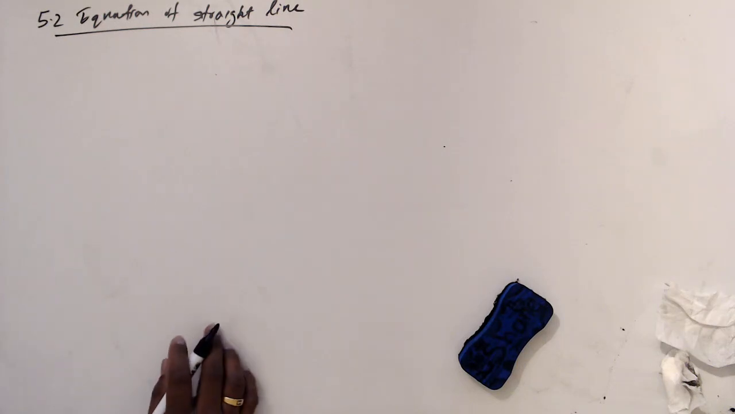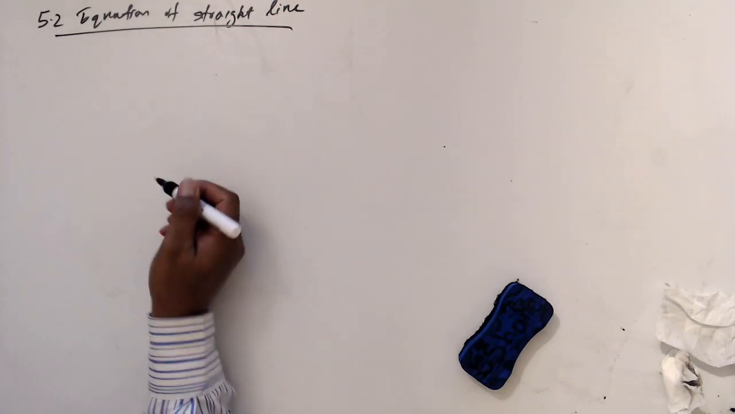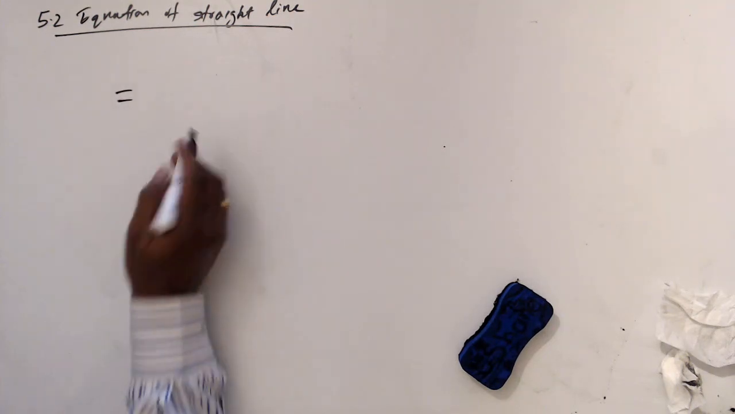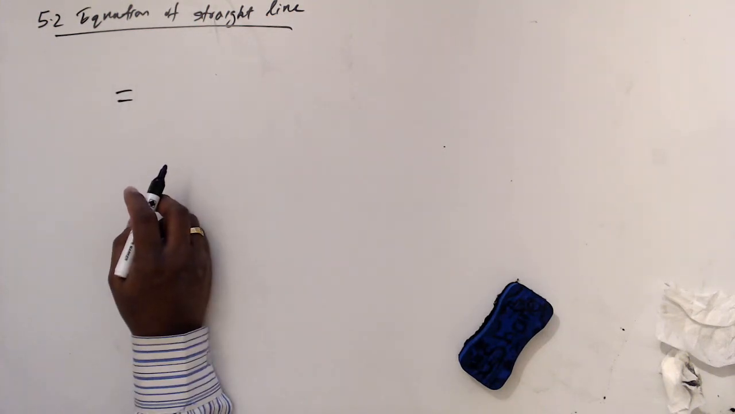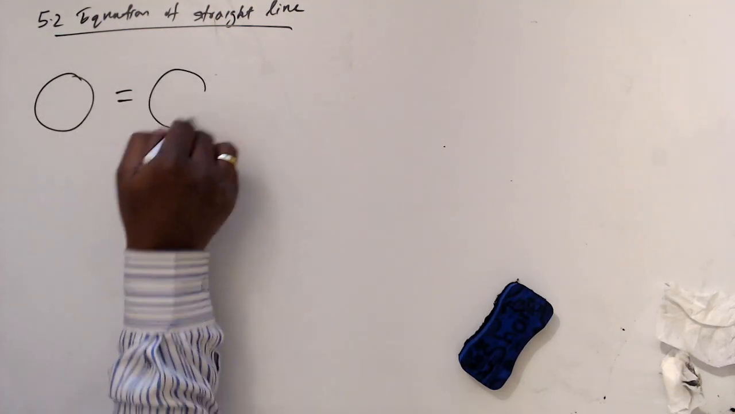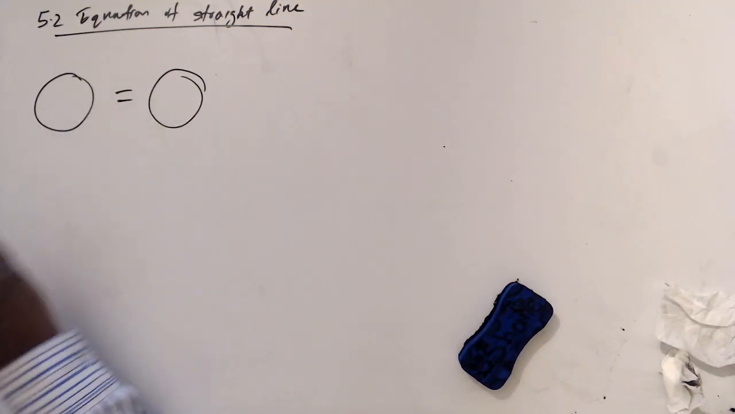Let's discuss 5.2, equation of a straight line. Basically, this is an equation. It means it has an equal sign. Then to make it equal, there should be two similar things. Then we can make it equal.